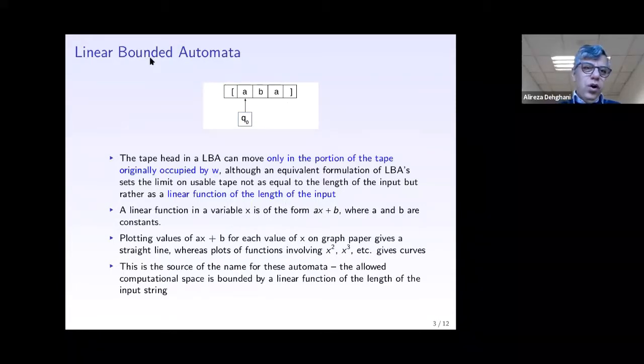So, bounded, why? Because we have end marks here. The area of the tape we can work on is bounded. Linear, why? Because the length of the area that we can use is linearly dependent on the length of the string. It tries to justify the difference between linear and other shapes of functions. You know that, I don't need to go through that. This is the source of the name for this automaton.